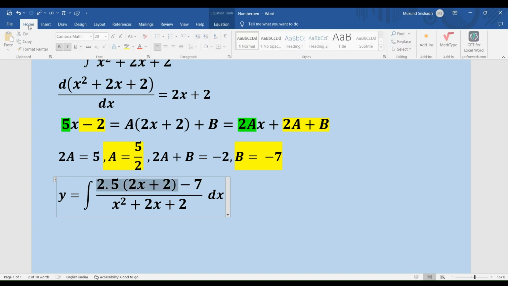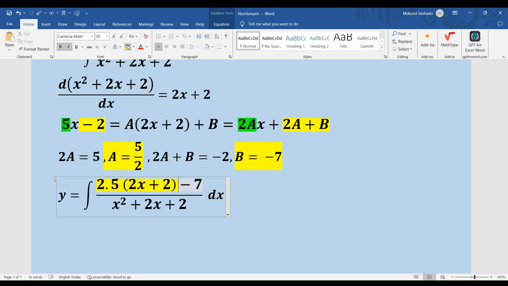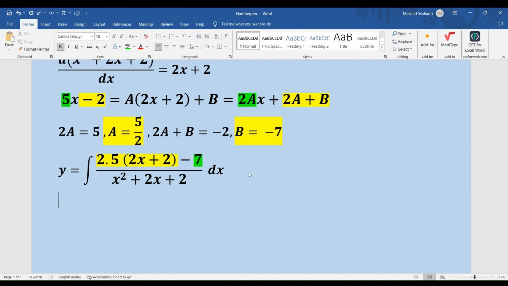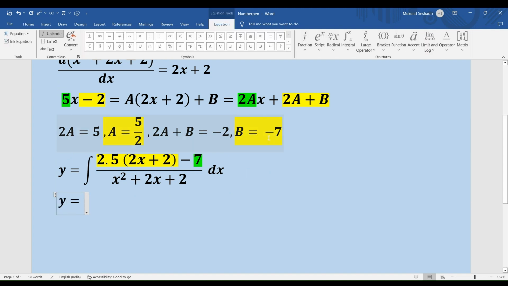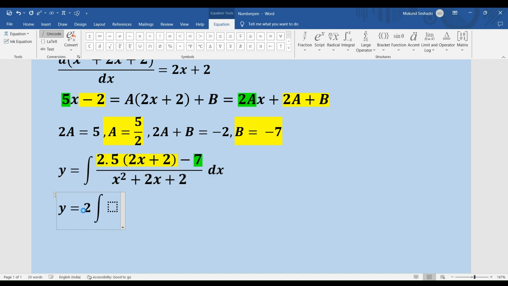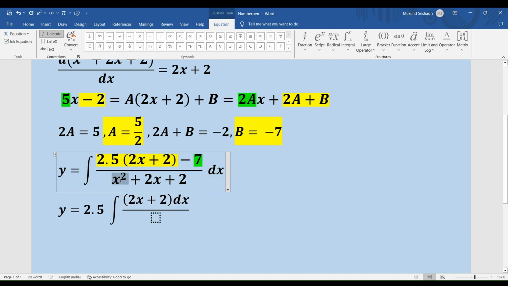So let me highlight that as well in a particular color. Okay. And then you will have to treat the other part, which is 7, separately, right? I've highlighted that in green, right? So now when I decompose this, what do I get? My y equals, I know that my 2.5 is a constant, so I don't have to worry about it. I pull that out of the integral, and this is part 1, okay? And then I have a 2x plus 2 times dx whole divided by x squared plus 2x plus 2, right?